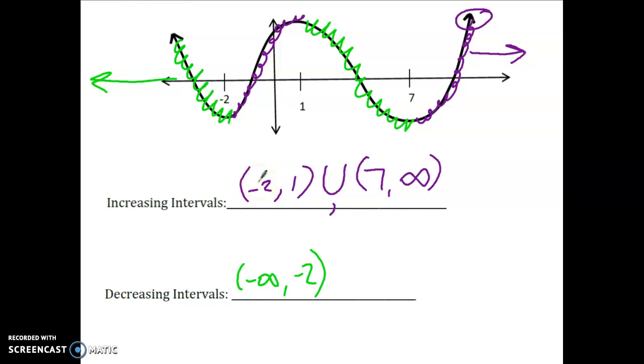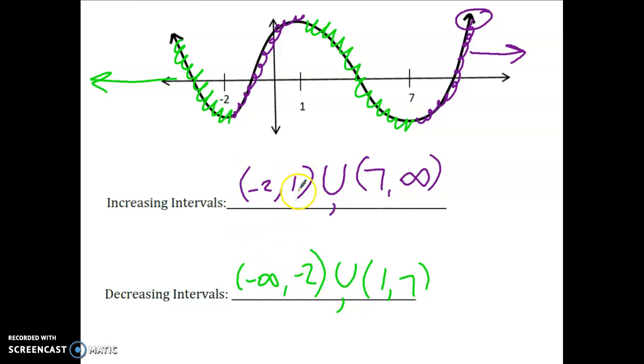Okay, so where does it start decreasing again? It starts decreasing right here at 1. You can see it's starting to go down the valley. So it decreases until it gets here at 7, not including either one, right? Because at 1, it stops increasing and starts decreasing. And at 7, it stops decreasing and starts increasing. So I'll put the U in between there or perhaps a comma, whichever Delta Math wants to see. And those are my intervals of increasing and decreasing, totally based on x values.